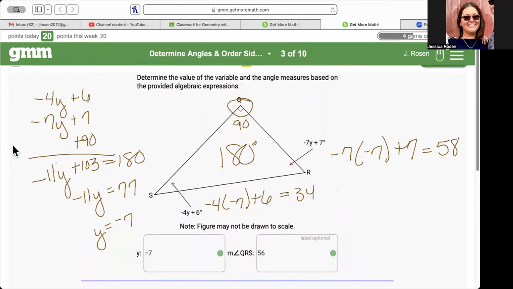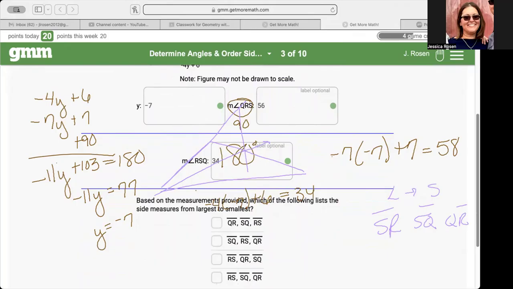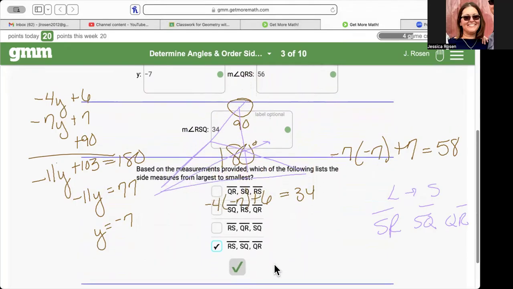Okay. So let me change my color again here so it's a little bit easier to see. We want the side lengths from large to small. So my largest measurement was 58, 34, 90. So 90. So that's going to get me SR. And then my next biggest is 58. That's an angle R. So that's going to be SQ. And then 34 is my smallest. So that's going to be QR. And let's check the list here. So SR is first, or RS. So it's these two. And then my last one was QR. So it's got to be this one. I always do first and then last. It makes it kind of easier for me.